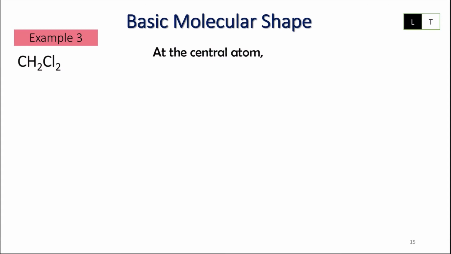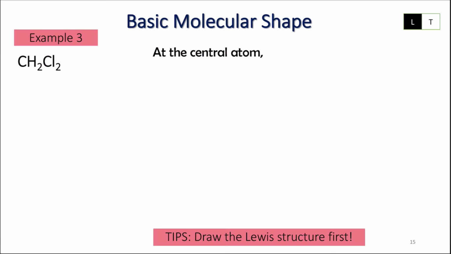So this is CH2Cl2. So I'm going to calculate all the valence electrons to draw the Lewis structure. So we got carbon 4 and we got hydrogen 2 of it. So that's why I got 2 electrons. And then 2 chlorine means 14 electrons. And then total up everything, I got 20 electrons.